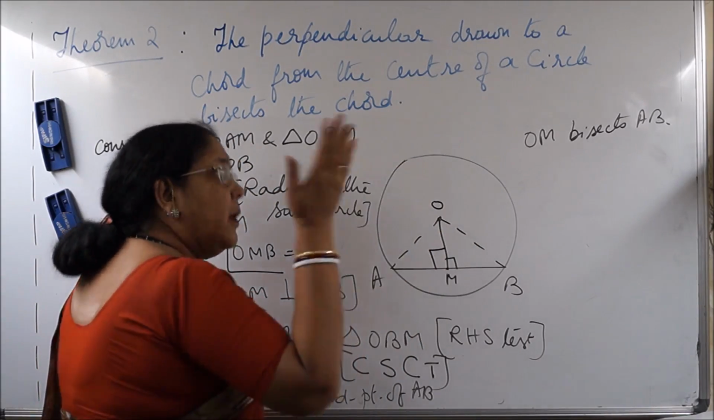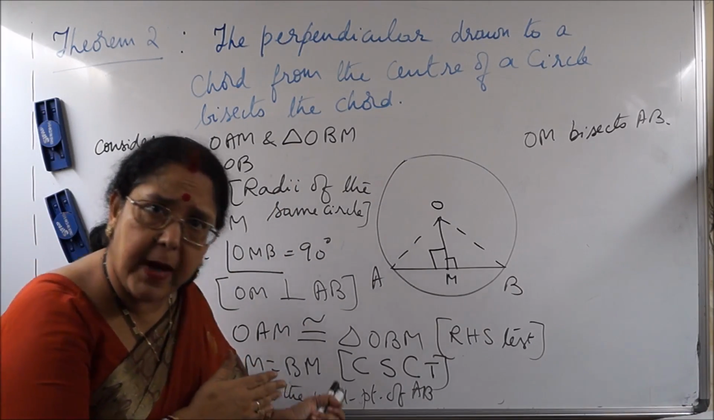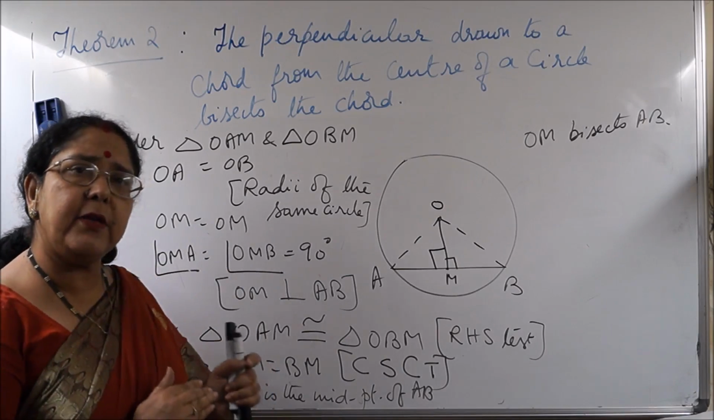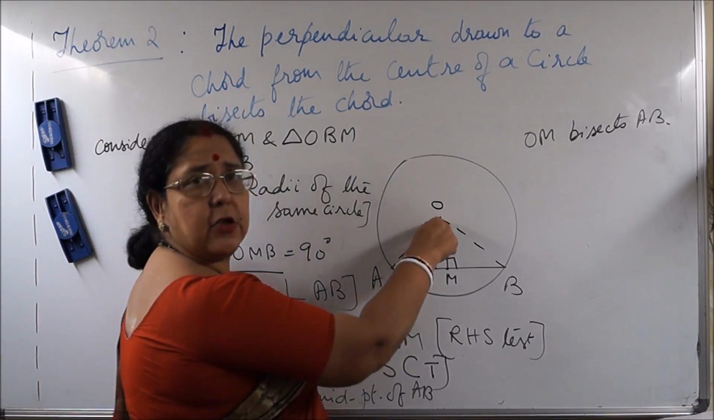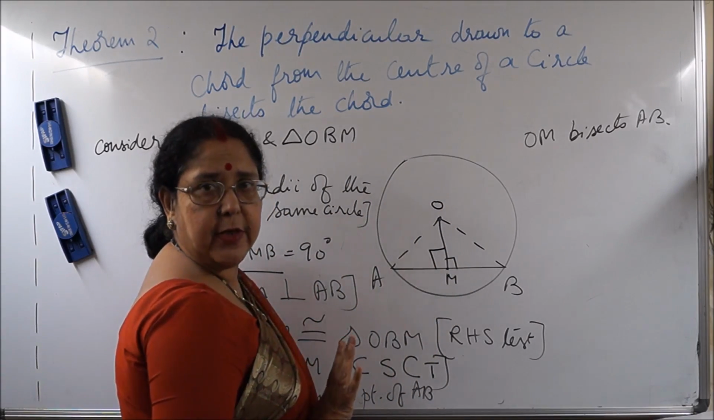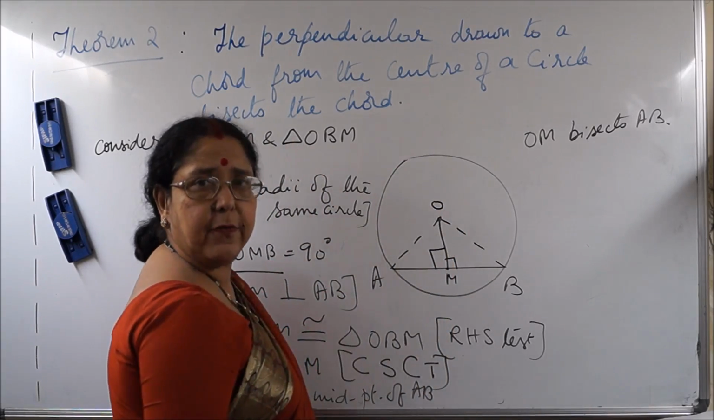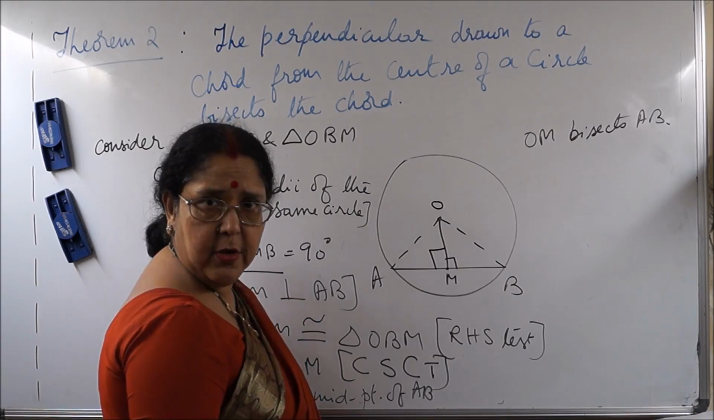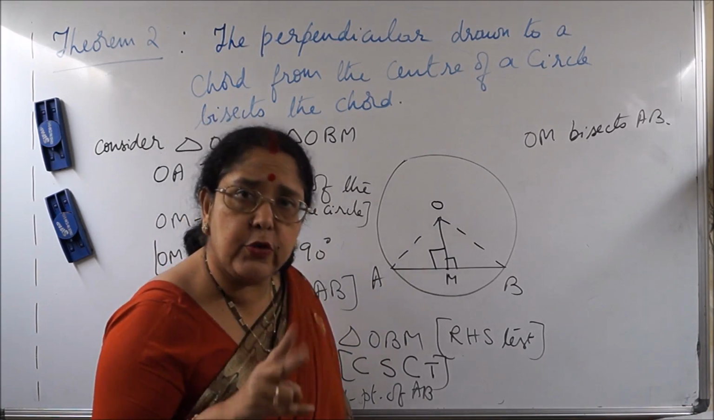So let me compare the theorem that we learnt in chord properties of part 1 and the theorem that we are learning in part 2. In part 1 we learnt that the straight line drawn from the center of a circle bisecting a chord is perpendicular to it. Here we are saying the perpendicular drawn from the center of a circle to a chord bisects the chord. So is the difference clear? That is why they are called converse to each other.